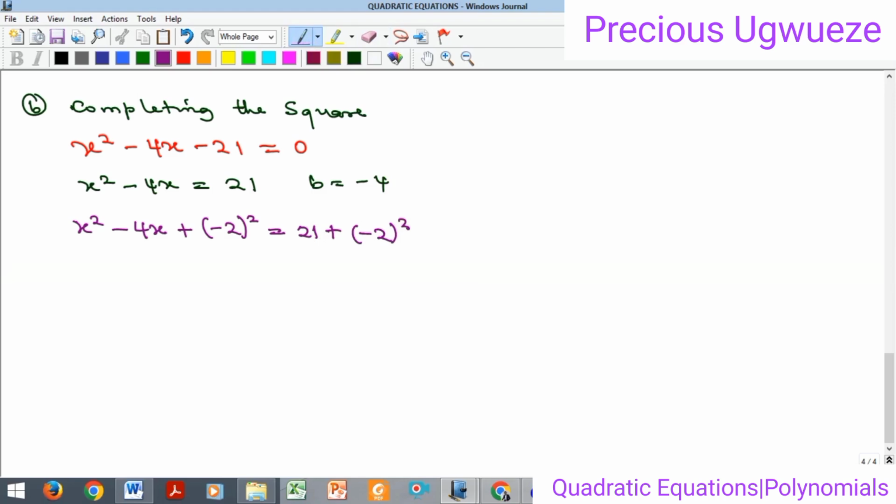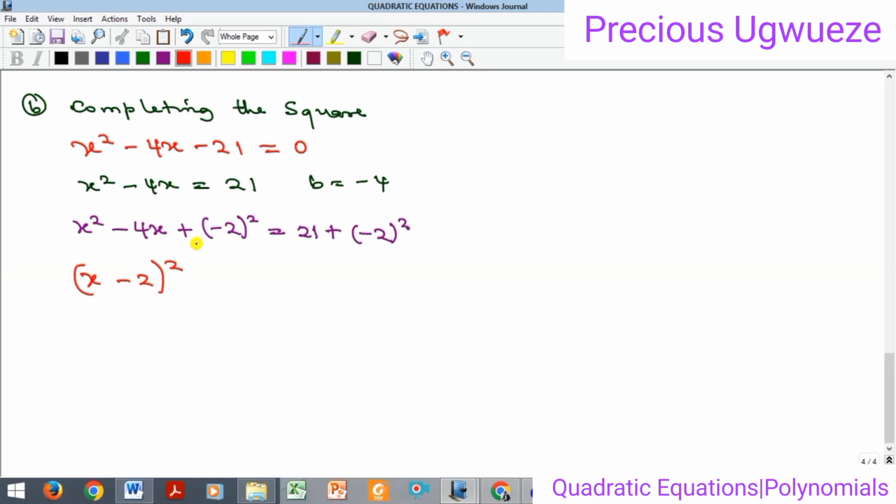The next step says gather the squares on the left hand side. Please, it is very important that you don't simplify this, don't open the bracket. You can open the bracket on the right hand side, but on the left hand side, always leave it as the square, because of the next step that we are going to take. That step says we should gather the squares on the left hand side. So to do that, we are going to have x minus 2 all squared.